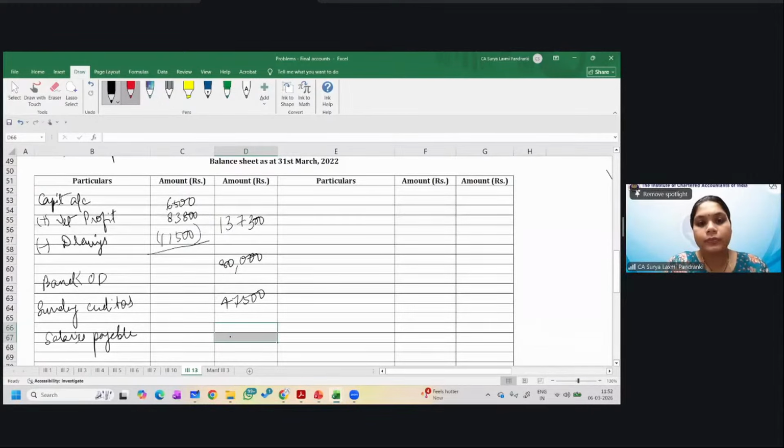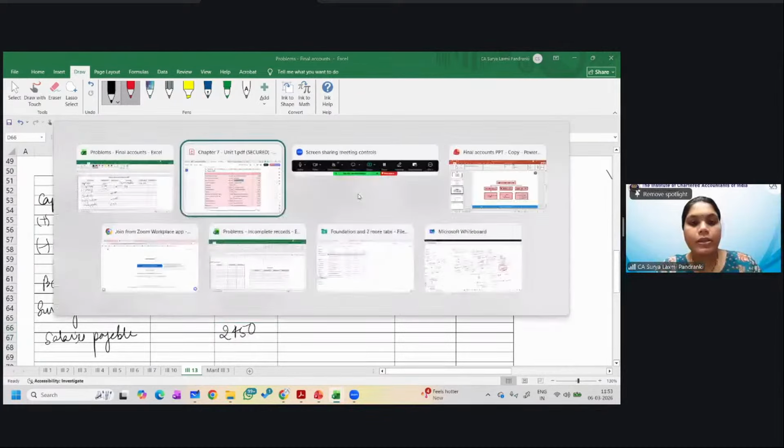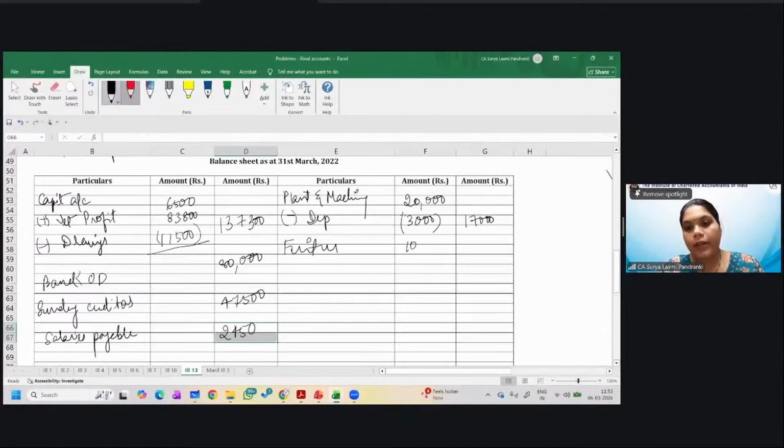And let us come to the asset side. We have plant and machinery. Plant and machinery value was 20,000 minus depreciation. What was our depreciation for plant and machinery? 3,000. Okay. Finally, this will be 17,000. Next, we have furniture. Furniture value is 10,250 minus depreciation of 1,025. How much is the value? 9,225. Okay.